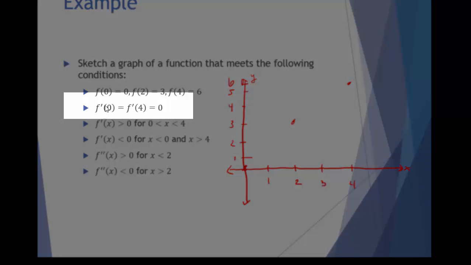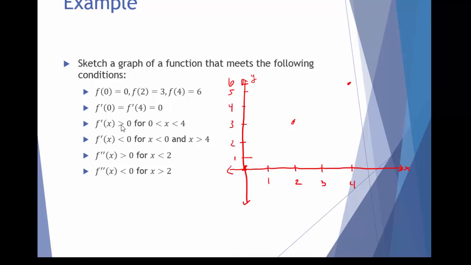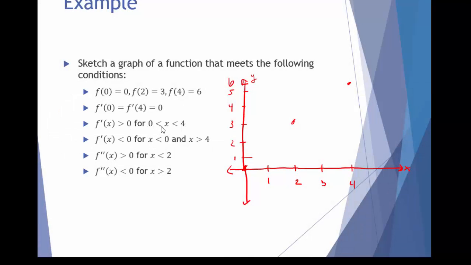The second condition says that the derivative at 0 and the derivative at 4 are both equal to 0. So that means that 0 and 4 are both critical numbers. They are our potential local maximums and local minimums. To figure out which we might be looking at, we examine the next two conditions. This one says that the first derivative is positive for all x in between 0 and 4. So in between 0 and 4, if the first derivative is positive, that means that my function must be increasing.